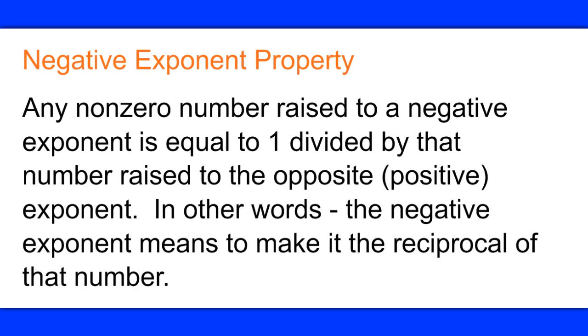The negative exponent property says that any non-zero number raised to a negative exponent is equal to 1 divided by that number to the opposite or the positive exponent. There's a little easier way to say that. It's that a negative exponent means to make it the reciprocal of that number. Okay?